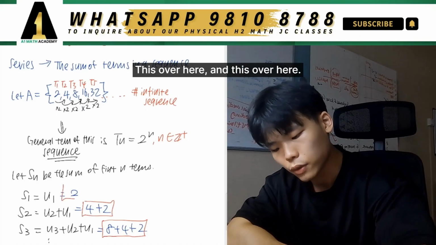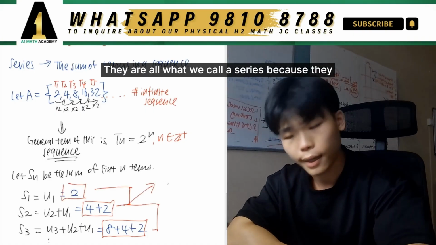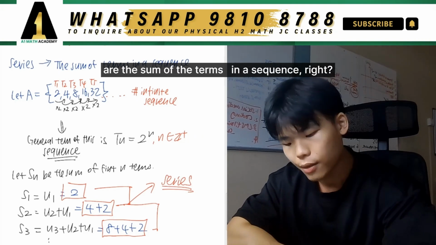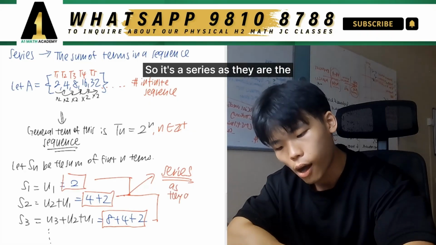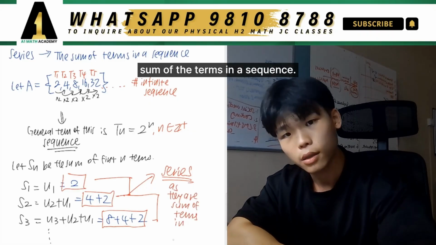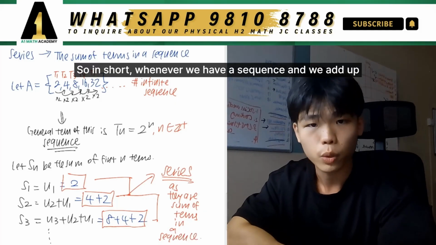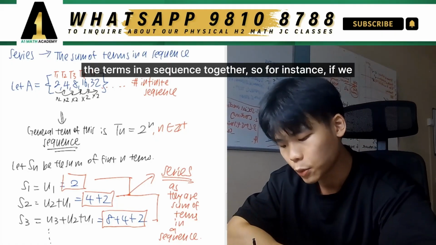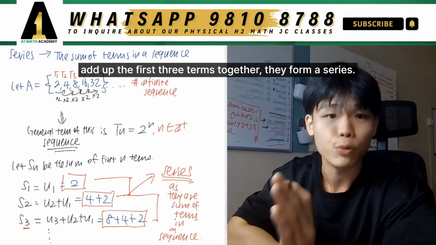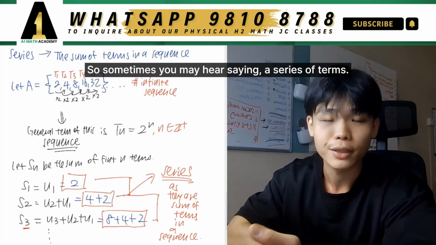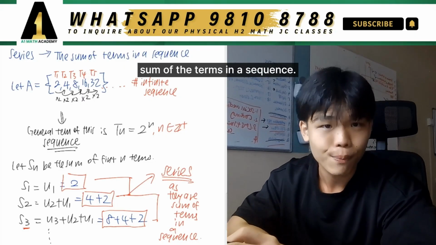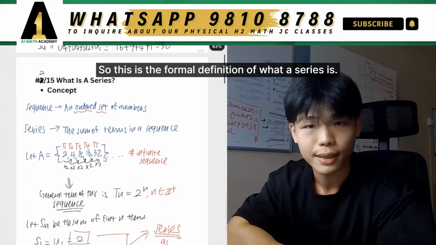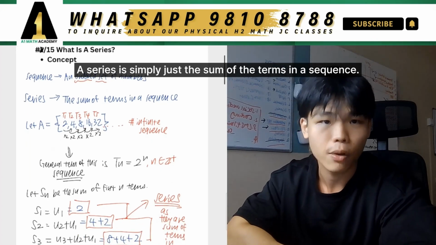This over here and this over here, they are all what we call a series because they are the sum of the terms in a sequence. So in short, whenever we have a sequence and we add up the terms in the sequence together, for instance the first 3 terms, they form a series. Sometimes you may hear people say a series of terms. That basically means the sum of the terms in a sequence. So this is the formal definition of what a series is: a series is simply the sum of the terms in a sequence.